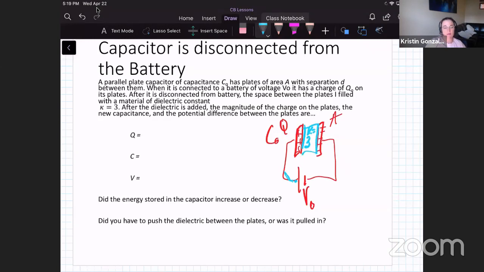So I'll give you a second again. What's going to happen to the charge now, the capacitance, and the potential difference across the capacitor?